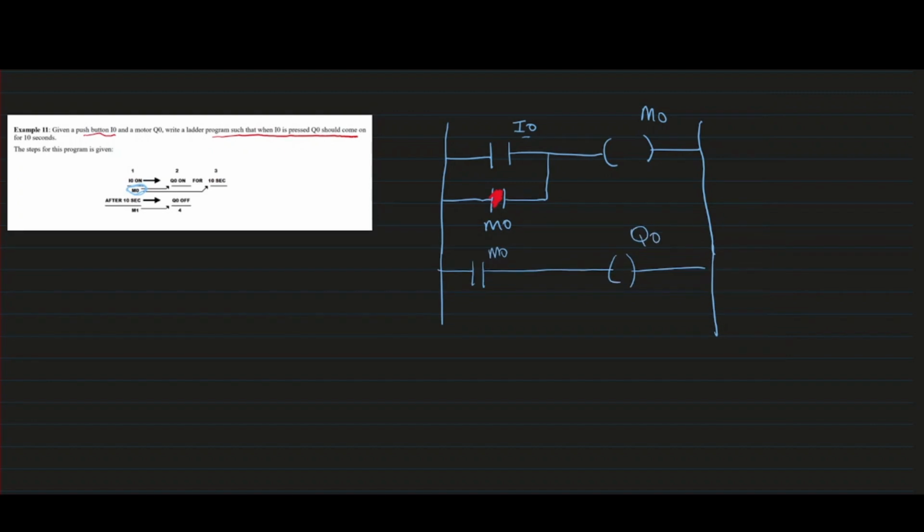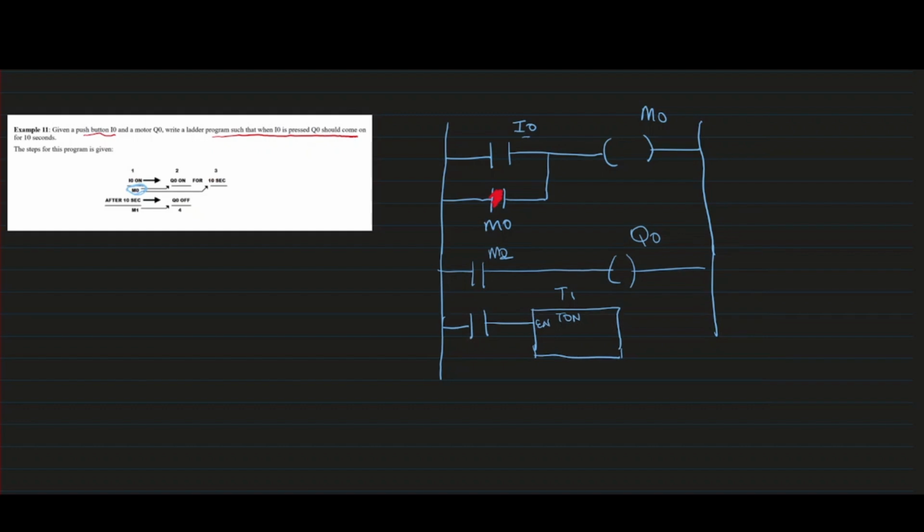Now we want this to be on for 10 seconds. After 10 seconds, we want to switch off. So we're going to use a timer. This timer will start counting the second M0 turns on. So we're going to use an on delay timer. This is a timer, we call it T1. It's supposed to be an on delay timer. I don't know why it's the other way around, but okay.